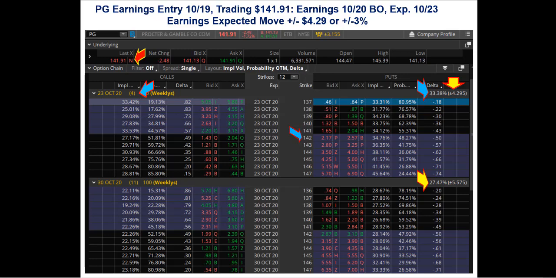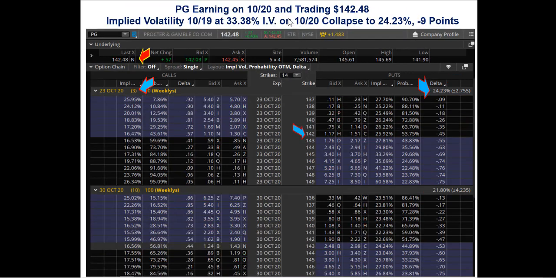So here it is the next day. Once earnings were released on the 20th, you can see that the volatility collapsed from 33.38% on the 19th down to 24.23% on the 20th, so down 9 points. So we're selling that volatility. Let's take a look at the chart, and then I'll show you the trade.